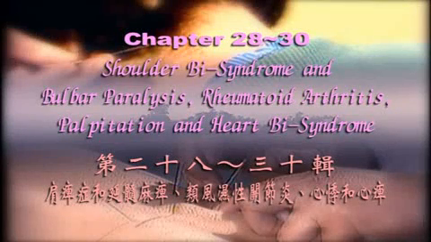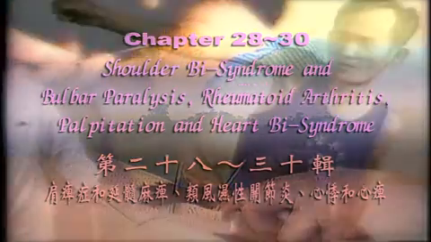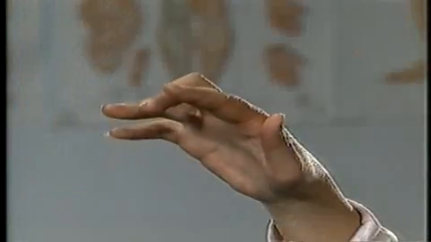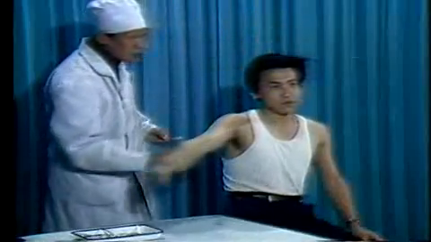Chapters 28 through 30 conclude the series. They cover treatment of shoulder Bi syndrome and medulla oblongata pseudoplegia, rheumatoid arthritis, and palpitation and obstruction of the heart, respectively. These illnesses are all commonly encountered in clinical practice, but their treatment is generally quite difficult. Still, treating these illnesses with Zhenjiu produces unique healing effects, as their symptoms are responsive to this form of treatment.